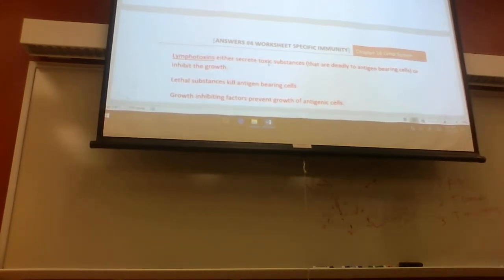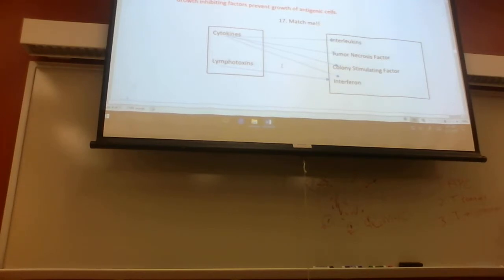The next portion is gonna be matching. So we're gonna be matching the function of cytokines and the function of lymphotoxins. So as you can see, cytokines do everything. Cytokines, which are the messages that I'm talking to you, in the immune system, those messages are able to stimulate interleukin, tumor necrosis factor, which is something that kills tumors, colony stimulating factor. So your cytokines stimulate your colony of immune defenses, and cytokines also trigger interferon. Your lymphotoxins, though, only trigger interferon production. Interferon.